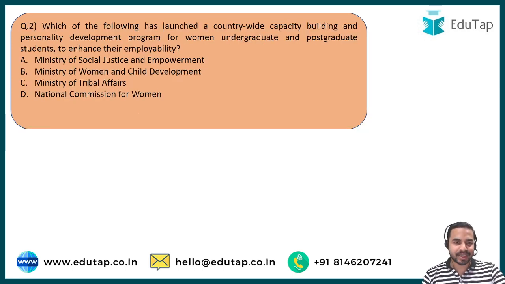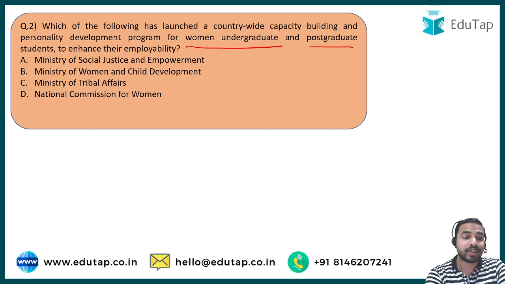So this next question is: which of the following has launched a countrywide capacity building and personality development program for women undergraduates and postgraduates to enhance their employability? So basically you are required to tell me which one of the following ministries or organizations has recently launched a countrywide capacity building program which will lead to women empowerment, as it is going to enhance their employability chances. And my dear friends, the options are Ministry of Social Justice and Empowerment, the Ministry of Women and Child Development, Ministry of Tribal Affairs, and the last option is National Commission for Women. So please answer the question in the comment section below.